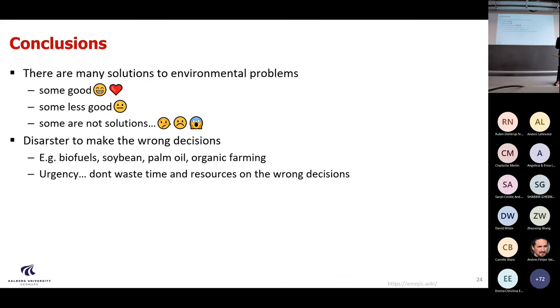And my point here is that it is a disaster to make wrong decisions. Some decisions within my stories here may be wrong. I will not make a general statement of which specific decisions are wrong, but they could definitely have been better, these decisions on the topics I've been telling stories about. We have urgency. There are some major problems. If we are not going to end with a 7-degree increase in temperatures, we need to solve the problems now. So we cannot waste time and resources on wrong decisions.